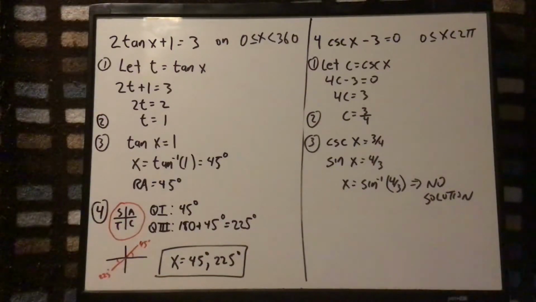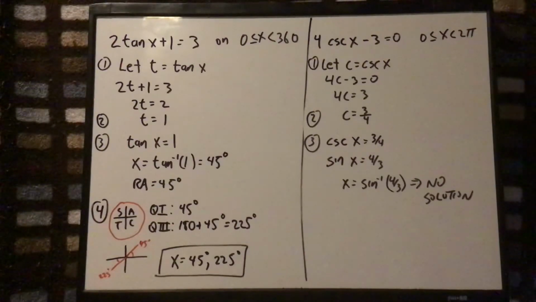The problem on the left, 2 tan x plus 1 equals 3 from 0 to 360. I followed the four-step process. I let t equal tan x. That solved the 2t plus 1 equals 3 down to t equals 1. So that got me through step 2 where I isolated the variable. Once t is equal to 1, go back to the trig function to solve for x.